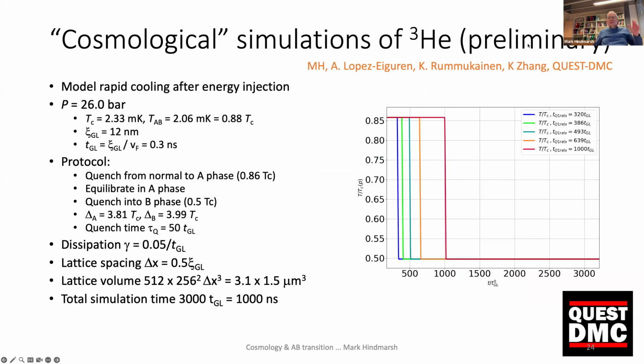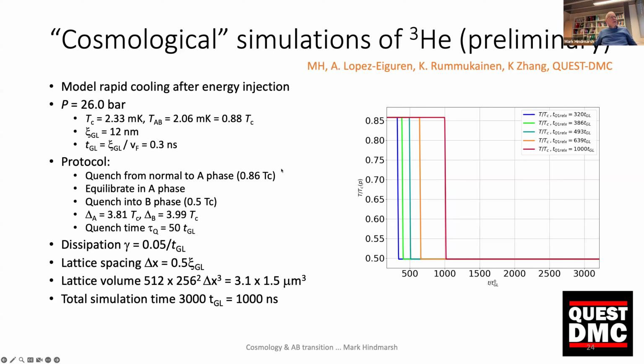So here's a preliminary simulation, an example of one simulation that we did. This is at 26 bar. We're trying to model rapid cooling after energy injection. So at 26 bar, the critical temperature is 2.3 millikelvins. There's a small interval of stable A phase. And then once you get to 0.88 of the critical temperature, B phase is stable. The typical length scale, the coherence length of the system, so that's like the inverse mass, is roughly 12 nanometers. There's a time scale associated with this system. The Fermi velocity is actually the velocity that one needs in these systems, not the velocity of light. So that corresponds to a time scale of about 0.3 nanoseconds.